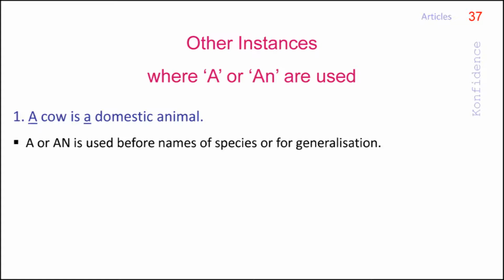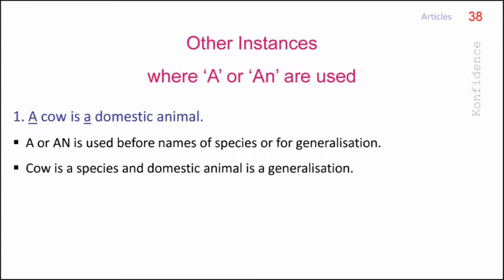A or an is used before names of species or for generalization. This is clear from the first sentence in the slide. Cow is a species and domestic animal is a generalization. Hence, a is used before them.